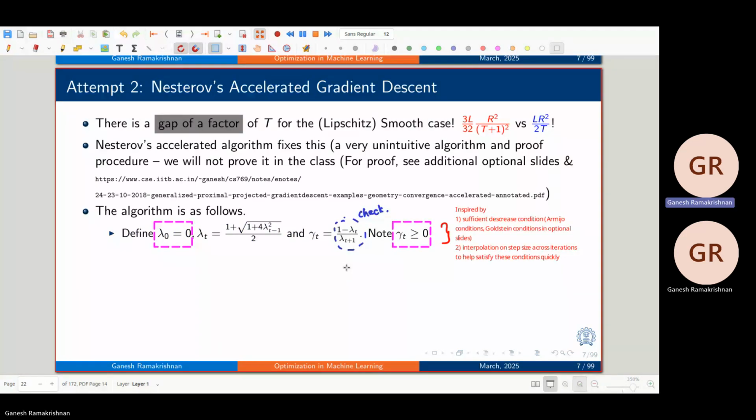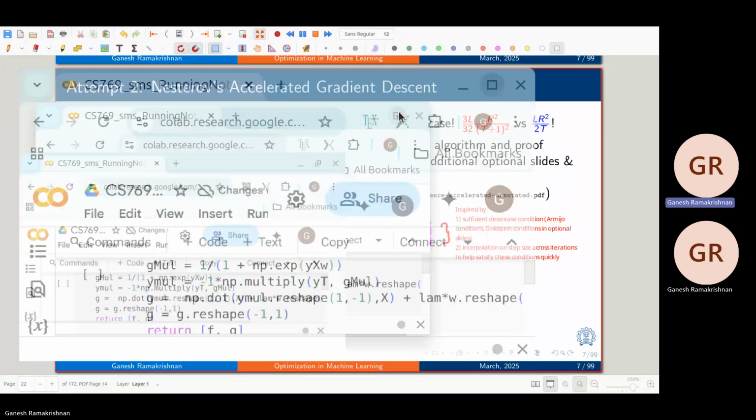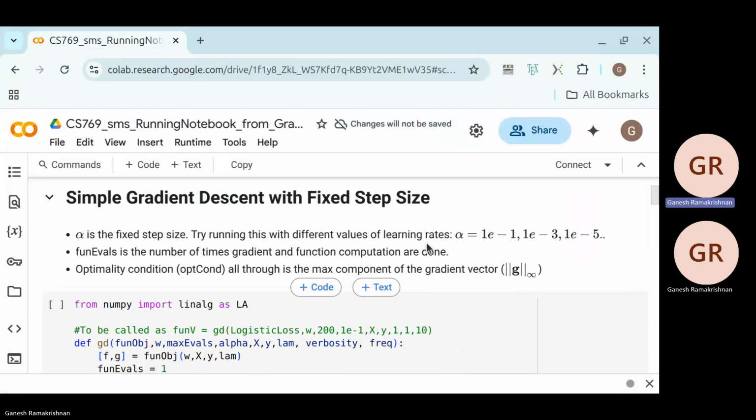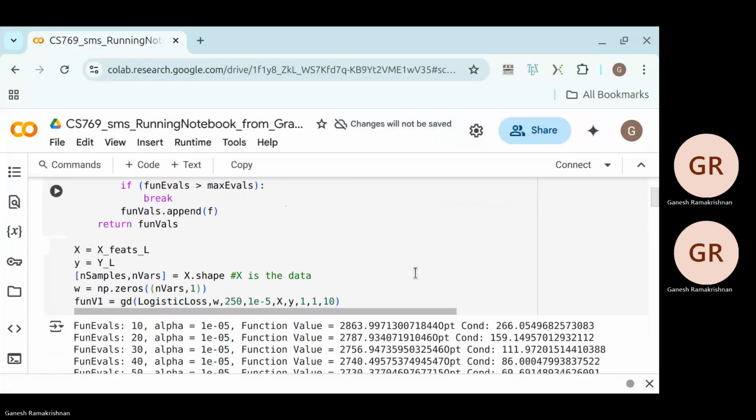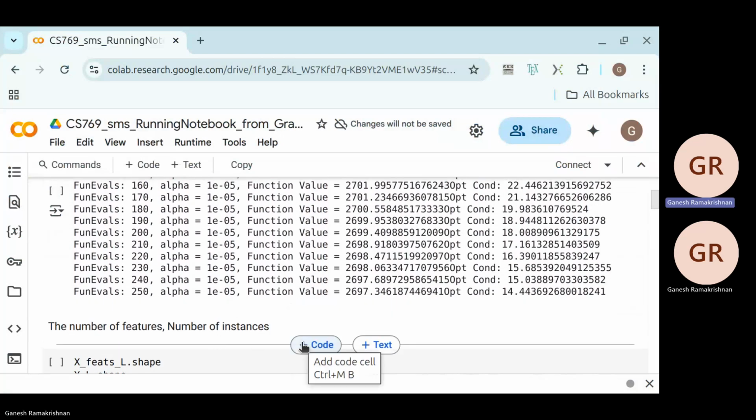And then this gamma t, the setting up of gamma t in terms of lambda, is inspired by the sufficient decrease condition, as I said, the Armijo conditions. And again, these are important Colab notebooks, just that in the interest of time I've not been showing them, but I've been putting them in all the lectures. So if you recall, we had a simple gradient descent with fixed step size, and then we looked at the number of iterations.